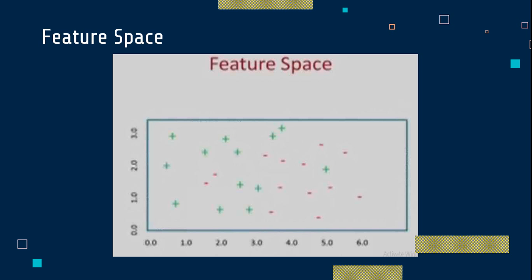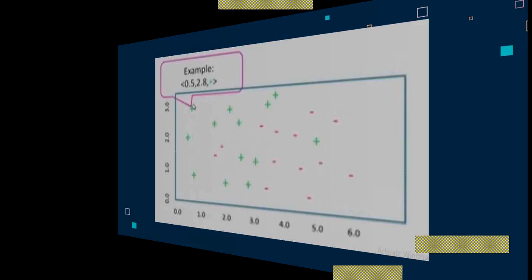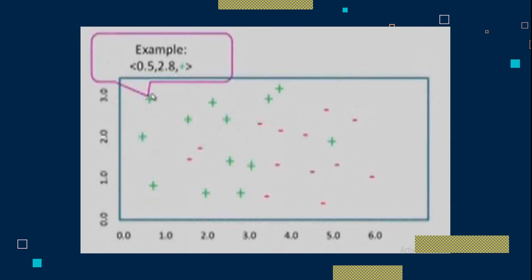Let us consider I am taking two features here. There is a positive value and a negative value, so these are my two features. The categories may be positive, and the other category might be negative. These are the two features I am selecting here. Now, if you consider this value, it is located at 0.5 and 2.8.